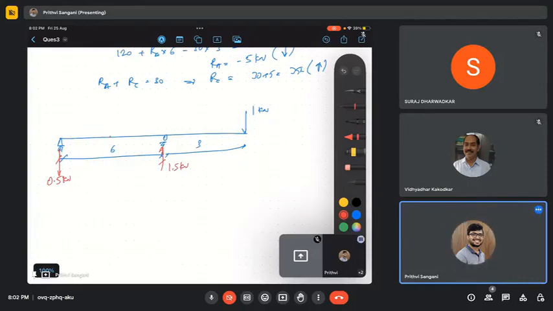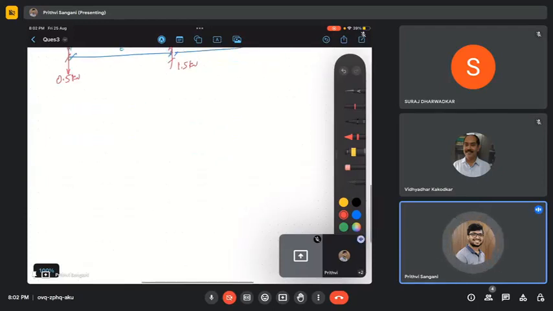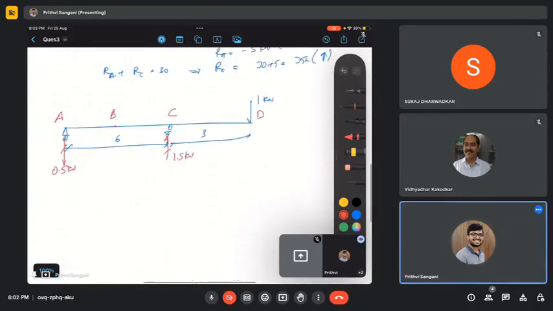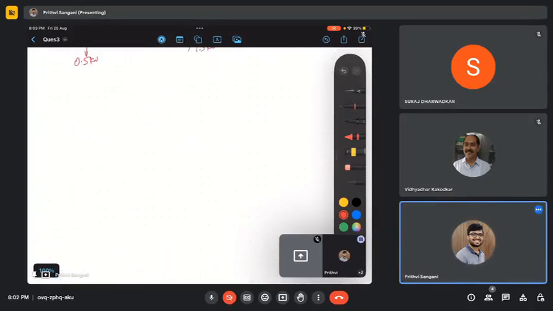We have A, B, C, and D. This is not a conjugate beam, so I'll just simply mention them as A, B, C, D. Now I'll make a neat table, or let us also break this down into moment diagrams. So we have M. Let us write a neat table here.